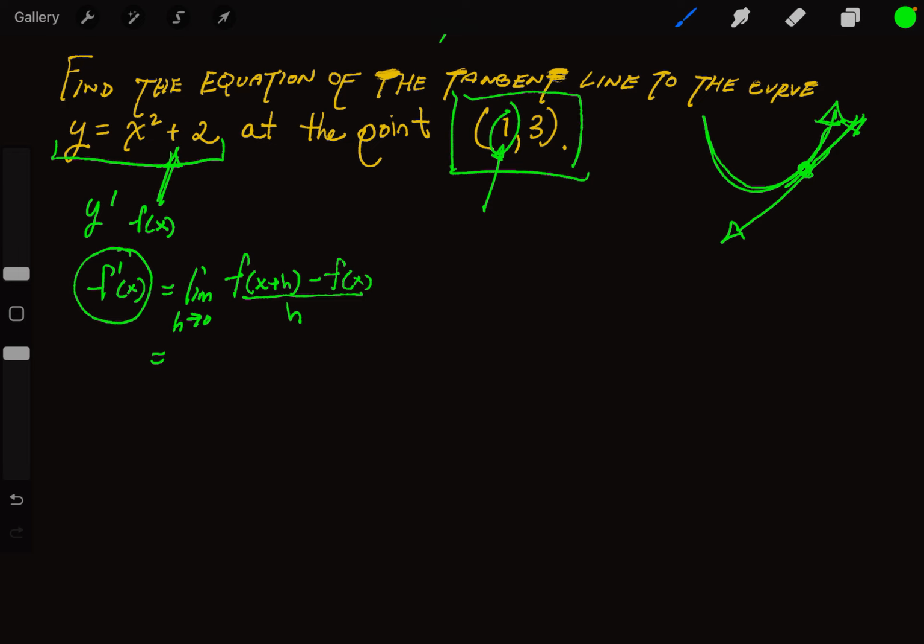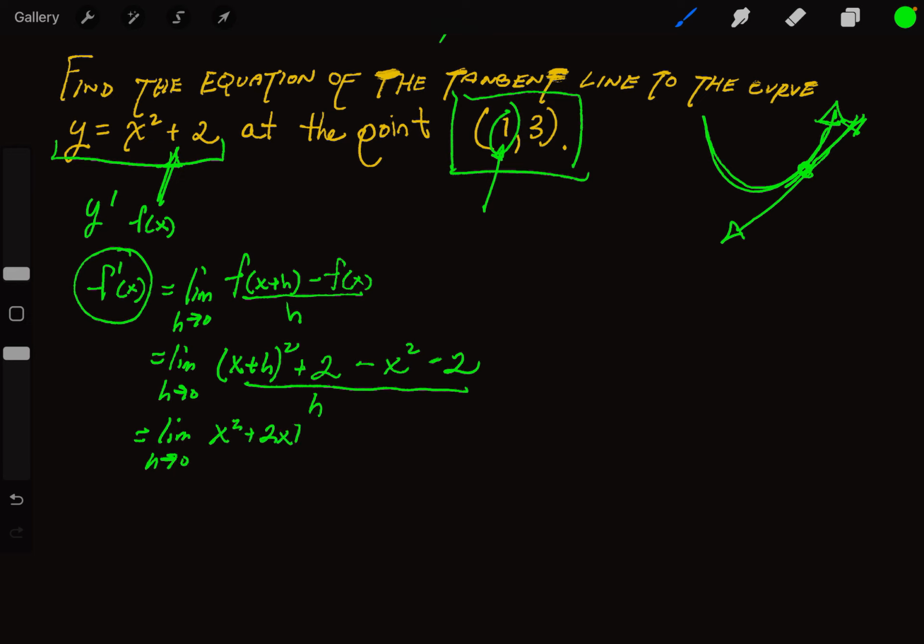But okay, now I fill in. So now I have the limit as h goes to 0 of, this is going to be (x plus h) squared plus 2 minus x squared minus 2, all of it over h. This becomes the limit as h goes to 0. This squaring becomes x squared plus 2xh plus h squared, plus 2 minus x squared minus 2, over h.